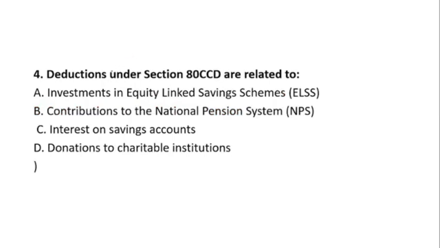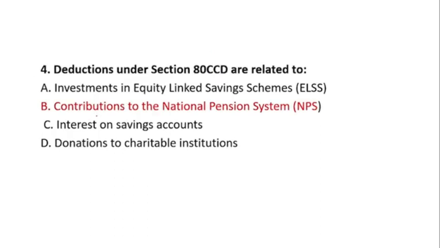Okay. Then question number 4: deduction under section 80CCD is related to what? Option A is investment in equity linked savings scheme, that is ELSS. Option B, contribution to the national pension system. Option C is interest on savings account, and option D is donation to the charitable institution. Let's pause the video and try it yourself. So what will be the correct answer? The correct answer is option B, contribution to the national pension system is for 80CCD.